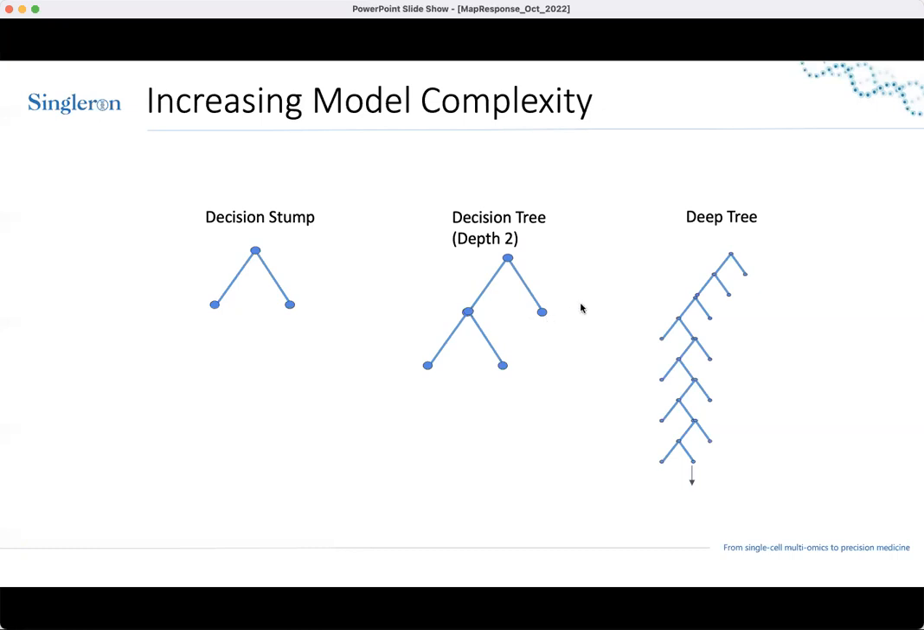So as we increase the complexity of this model, we're increasing its capacity to fit a data set. Now, this can be both good and bad depending on how we do that. All the way to the right here, we have what would be considered a deep tree, if we have a tree of maybe depth 15 or 20 or something like that.